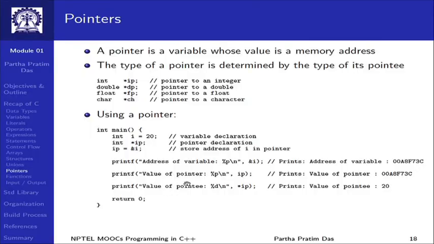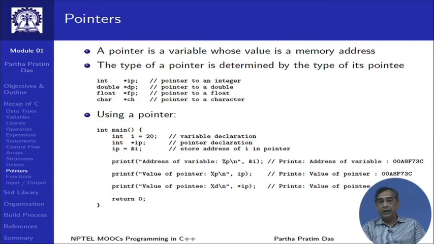So, pointers are the next derived type, as you all know. It is a variable whose value is a memory address, and the type of a pointer is decided not by the pointer itself, all pointers are addresses. So, address has only one type, that is of the pointer type, but their type is decided based on what kind of value they are actually pointing to. So, if I have an int star ip, then it is pointing to an integer type of value. So, we will say it is int star type.